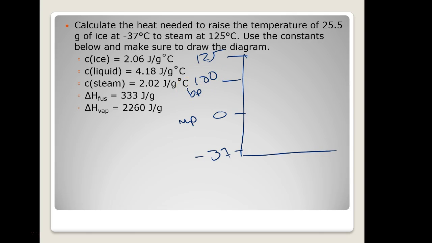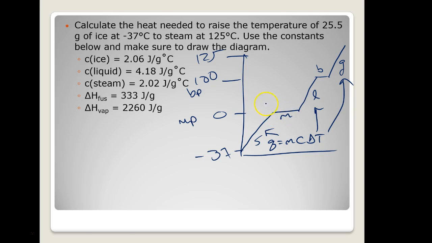Okay, so in terms of this picture, it's starting at negative 37 as a solid. It's going to hit 0, it's going to melt. Once it's all melted, it's a liquid, and it hits 100 degrees, then it's going to boil, and then it's going to raise temperature as a gas. So I have 5 different calculations going on here. Anytime there's a temperature change, Q equals mc delta T, here, here, and there. Where it's changing phase, though, Q equals mass times heat of fusion or mass times heat of vaporization, depending on whether it's boiling or melting. So 5 different calculations.